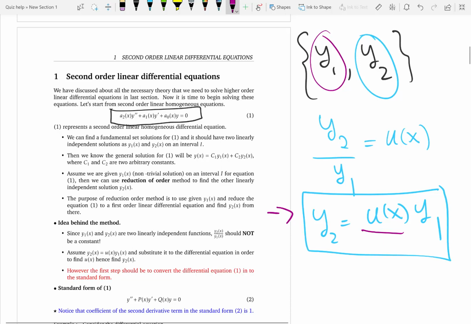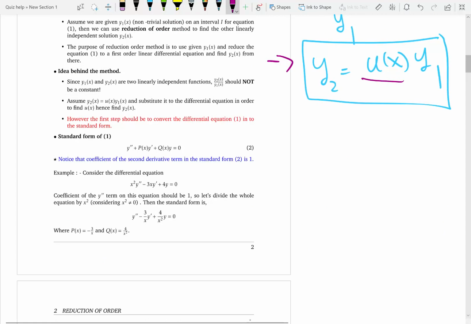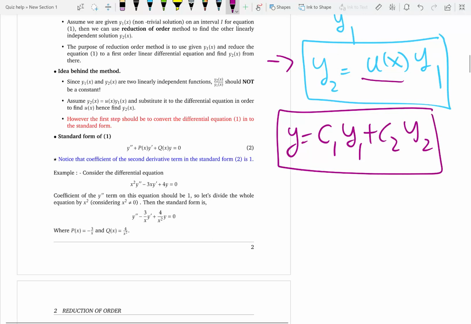So you know y1, you find this u. That is your target. Find this u, the unknown function. Then multiply y1 by u, and you get the second solution. Then we can write the final general solution as y equals c1 y1 plus c2 y2, right? A linear combination of two linearly independent solutions will give you the general solution for the differential equation. Now you understand the whole goal? Good. There's another point I will discuss in the next video.